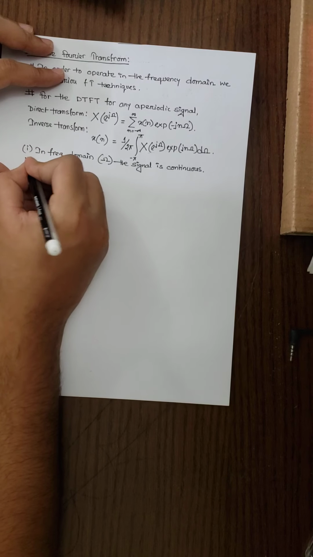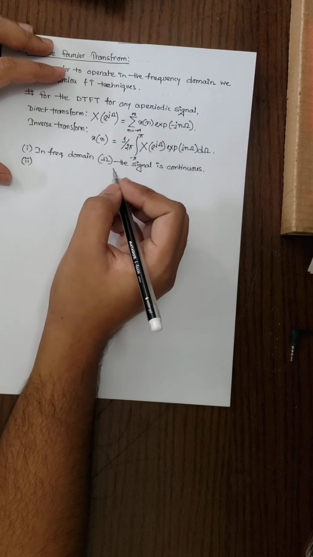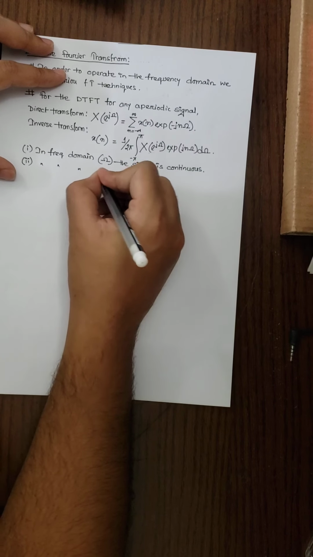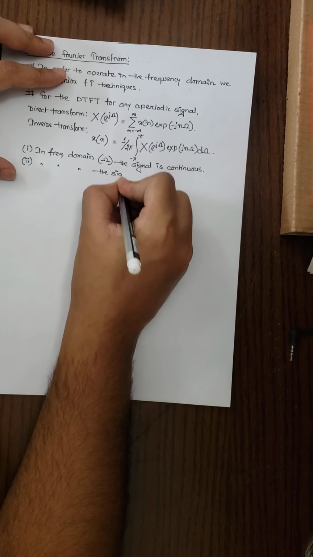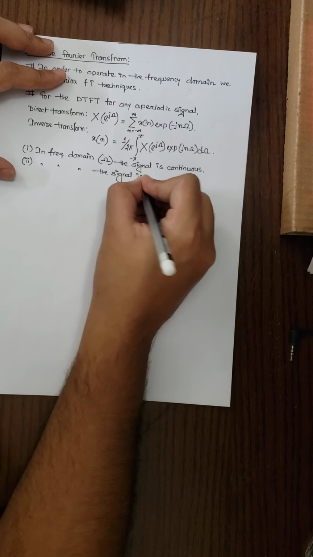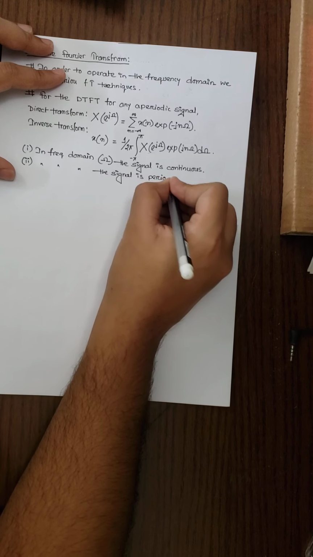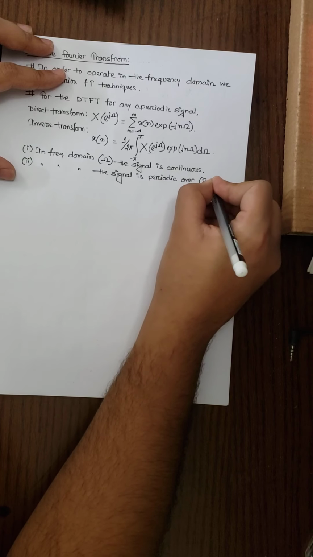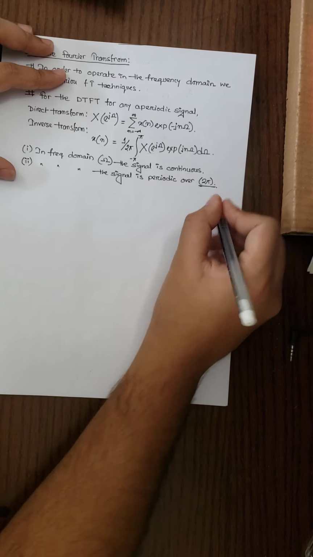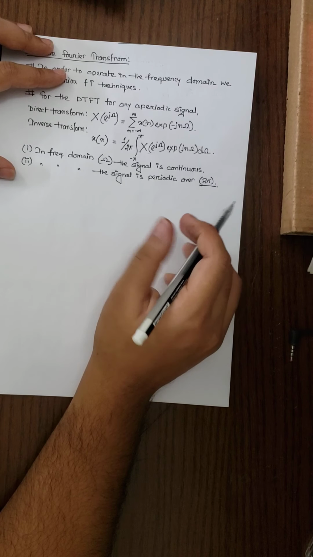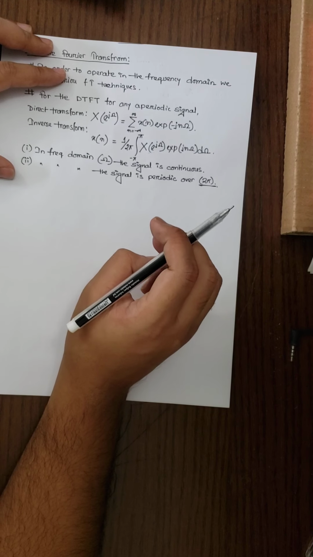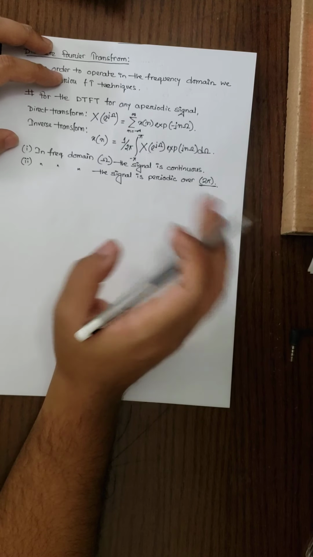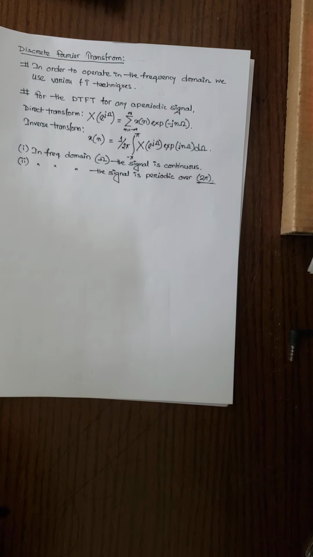And the second concept is that in the frequency domain, the signal is periodic over a period of 2 pi. Now, this statement is justified mathematically in the previous lecture. So, if you have any confusions, I suppose you should look back and consult the previous lecture video.